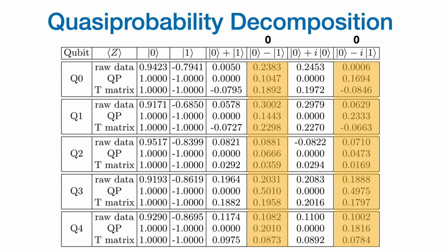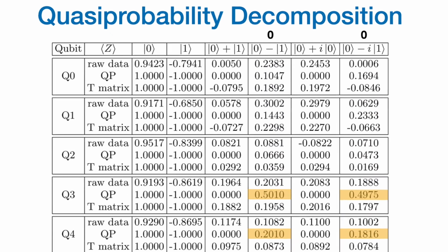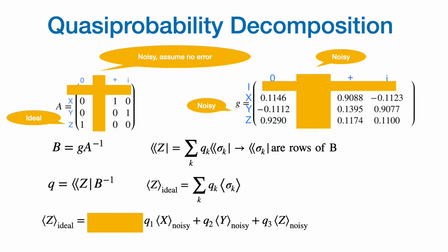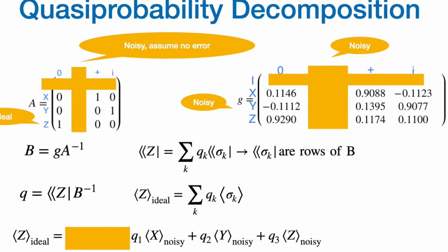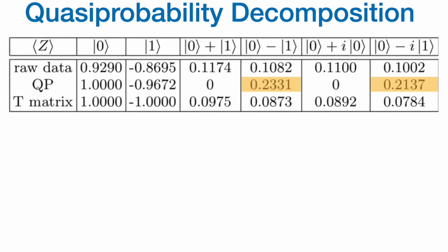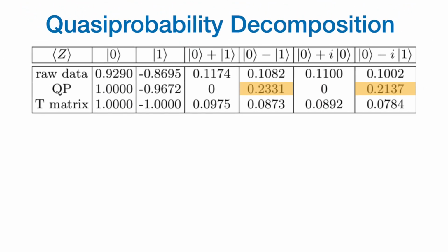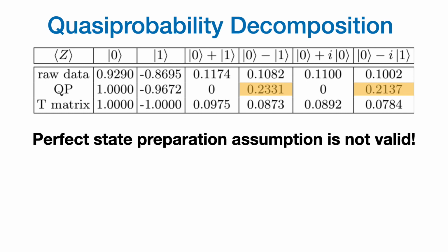However, if we check another two pole states that are new for quasi-probability decomposition, it looks bad. Actually, not just bad, it looks horrible. What about the case with 3 no states, ignoring I basis? Horrible too. So perfect state preparation assumption is not valid.